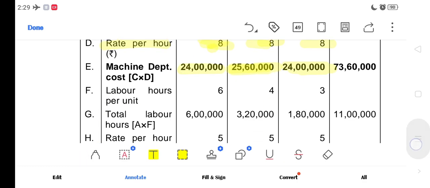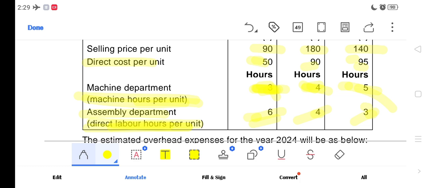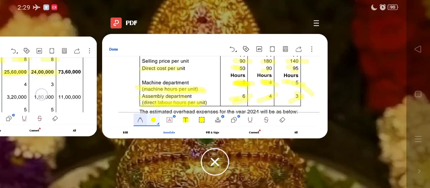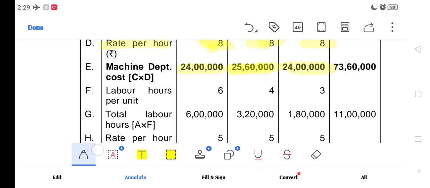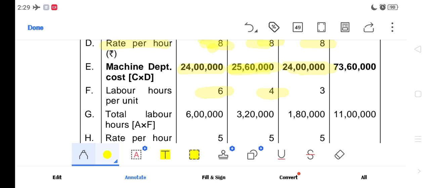And now labor hours, how is this? 6, 4, 3 hours per unit they have given. And if you multiply this 6 hours with the 1 lakh units, because for how many units are produced for product A? 1 lakh. So 1 lakh into 6, you get 6 lakhs. And for product B and product C also he has done.